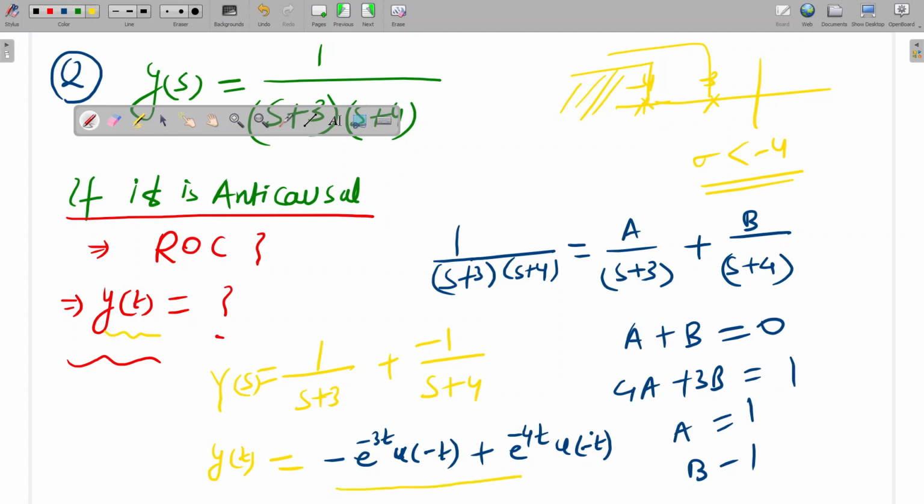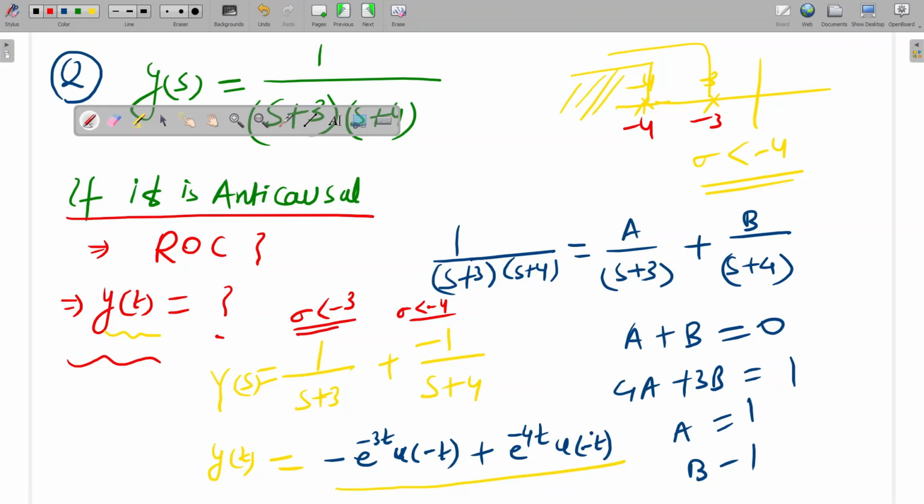See, here in both places sigma is less than minus 3 in the first term, and here also sigma is less than minus 4. Then only we will get sigma less than minus 4. This is minus 4, this is minus 3. So if the ROC is left of the leftmost pole, then only this will be anti-causal.